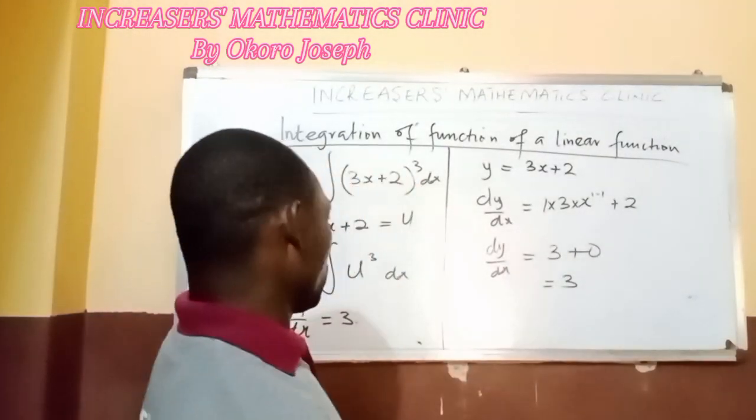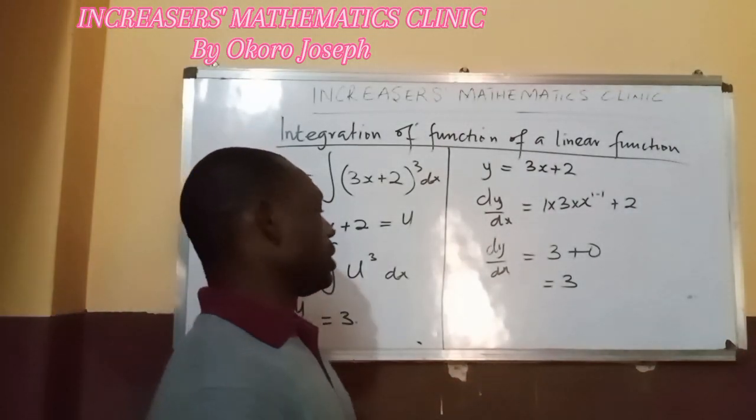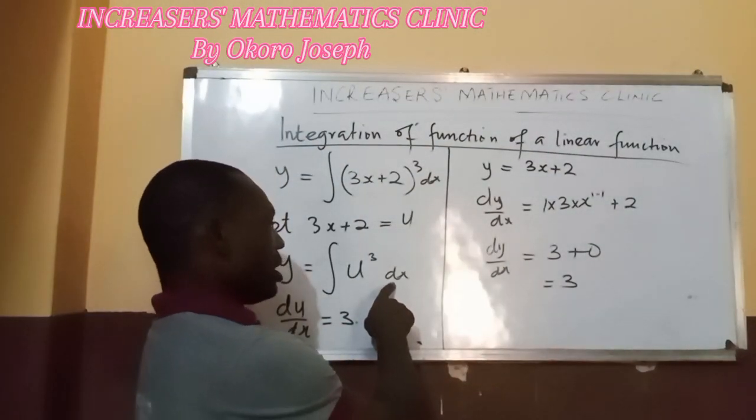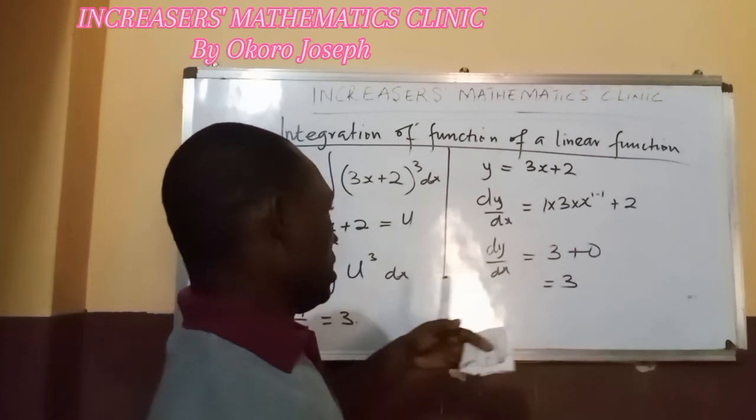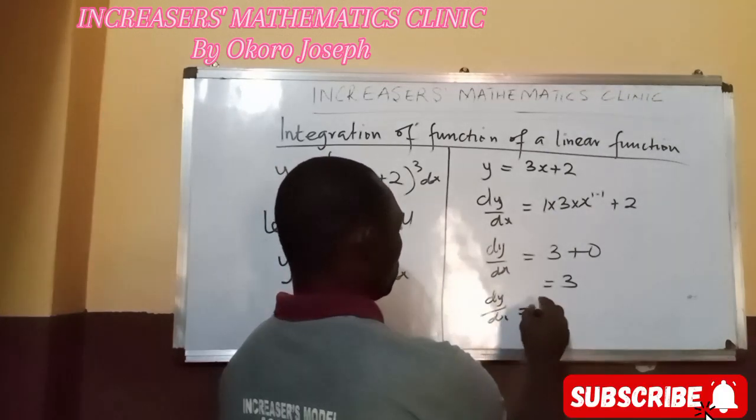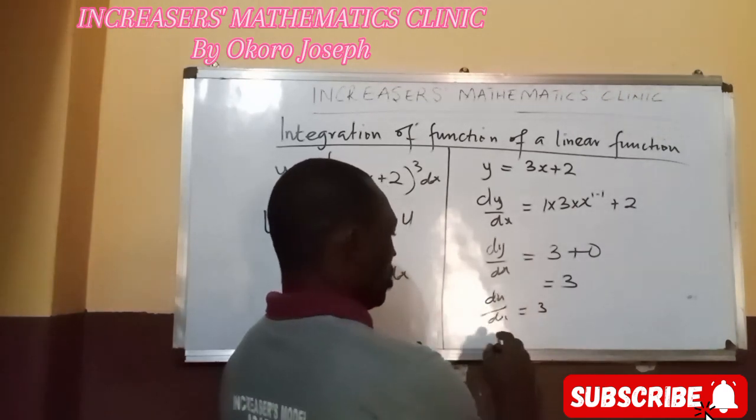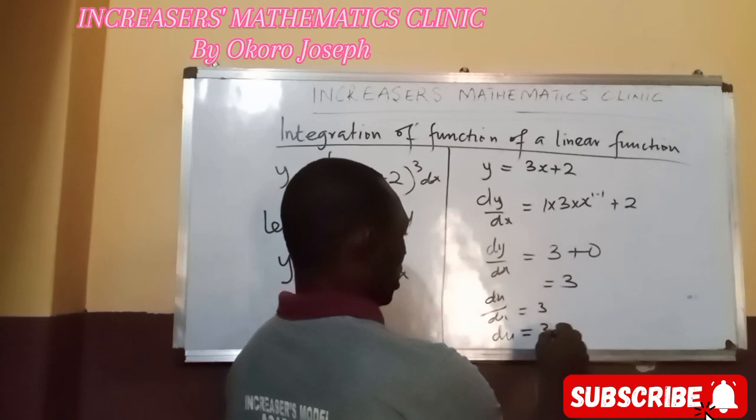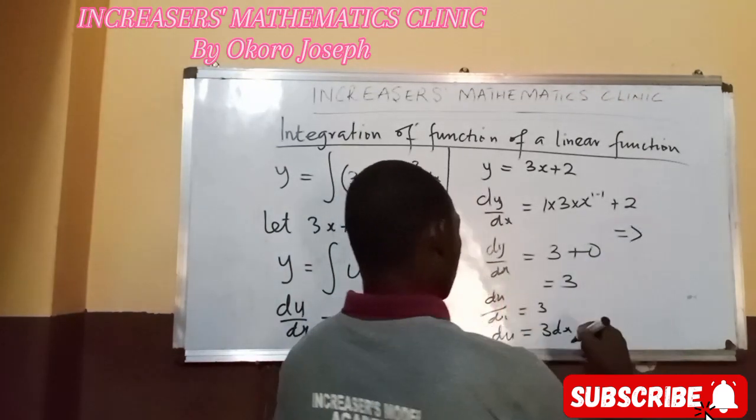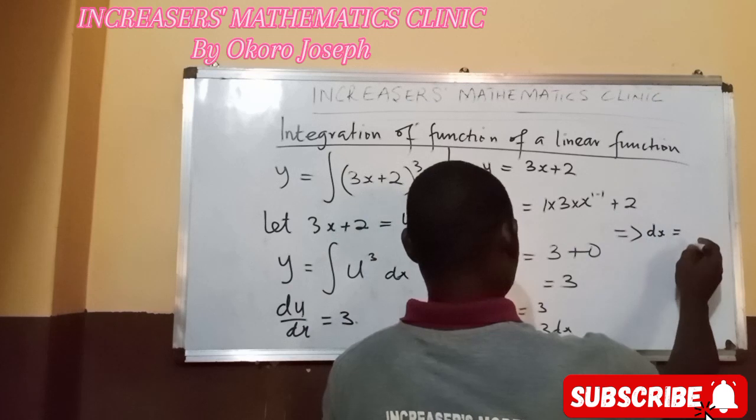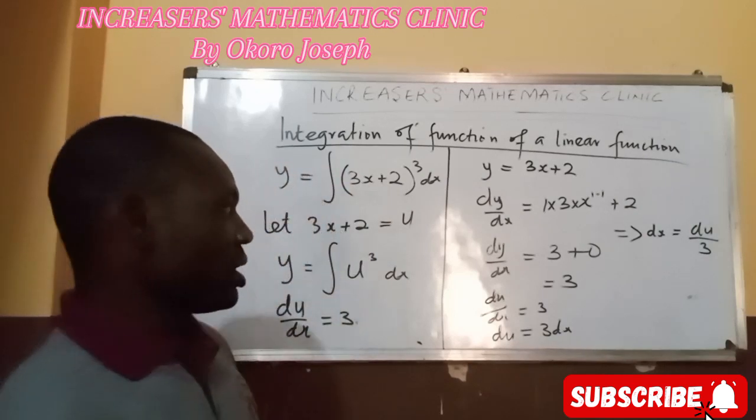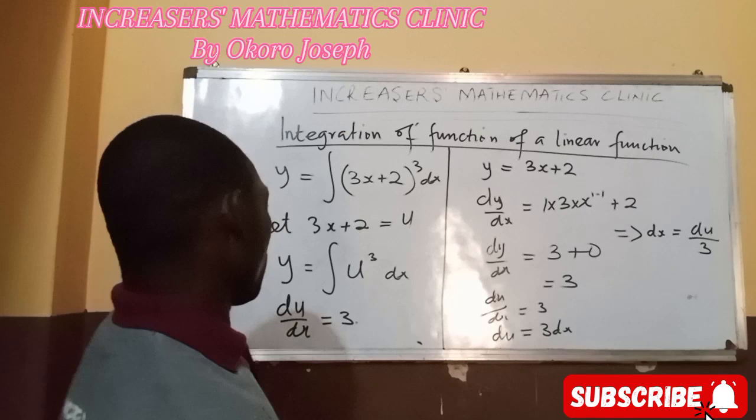And for me to substitute in the integral, I will need to make dx the subject of the formula so that I can conveniently replace this value, the dx, with the value I have here. So we have that du/dx is equal to 3, meaning that du is equal to 3 dx. So if I make dx the subject of the formula, it implies that my dx will be equal to du all over 3. So we are going to replace dx with du all over 3.